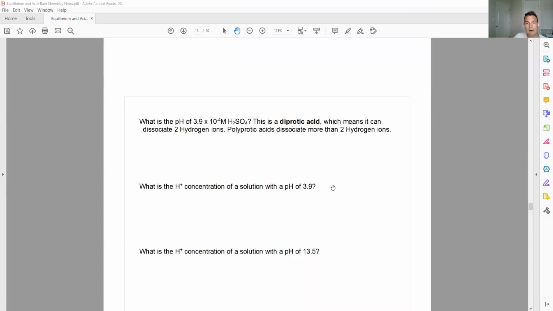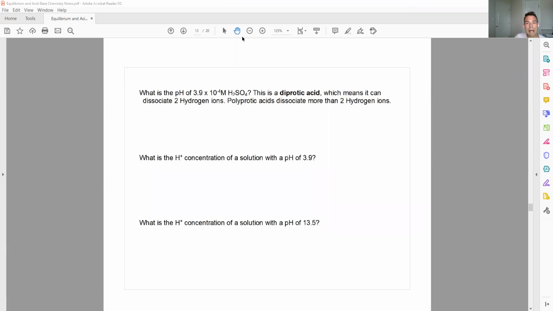All right, so there are acids that will dissociate more than one hydrogen. Those are called diprotic acids, di for 2 hydrogens. If you have more than 2 hydrogens, like 3 hydrogens in phosphoric acid, that's called a polyprotic acid. So again, the main point here is make sure that you're looking at your ratio.